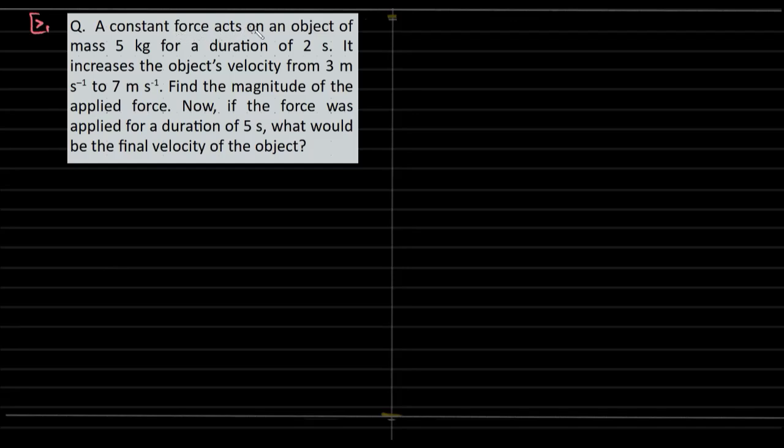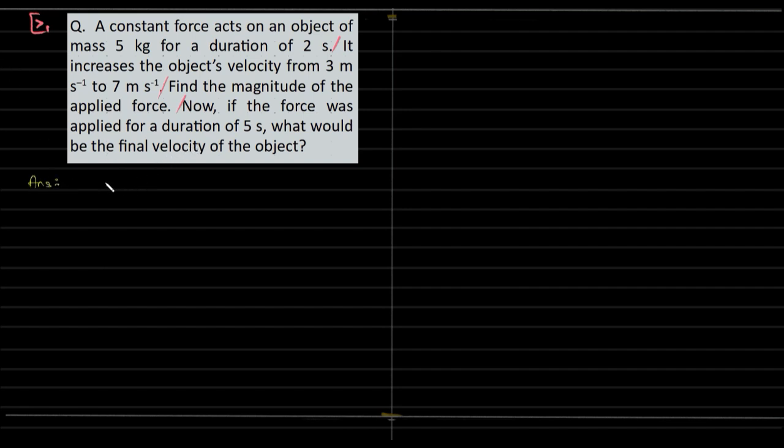A constant force acts on an object of mass 5 kg for a duration of 2 seconds. It increases the object's velocity from 3 meter per second to 7 meter per second. Find the magnitude of the applied force. Now, if the force was applied for a duration of 5 seconds, what would be the final velocity of the object?